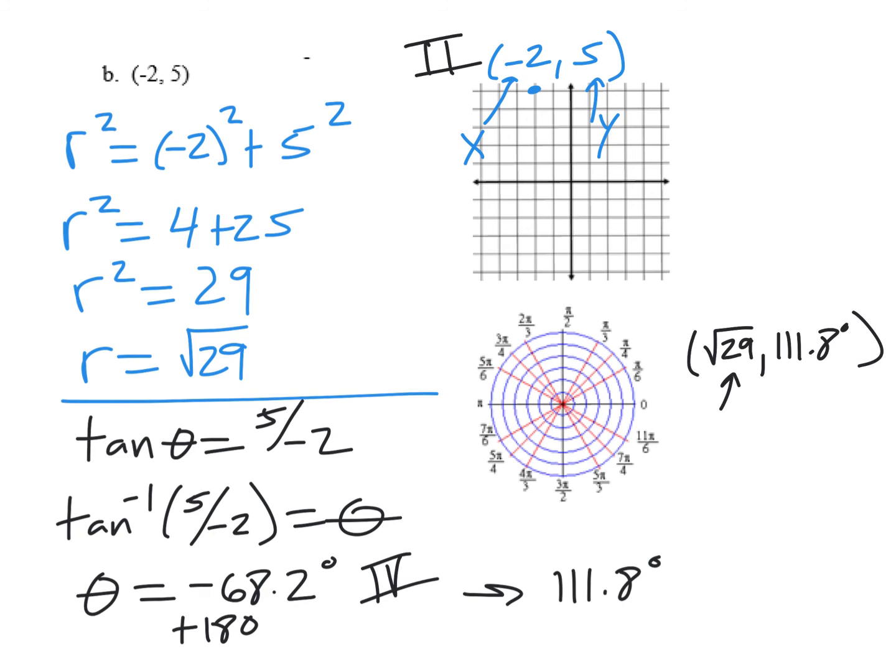By the way, when I graph this, square root of 29 is about 5.4. So I go right in between 5 and 6. I need to go past 90, but I don't want to get to 120. So we're right about there.